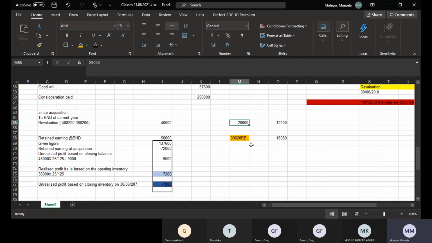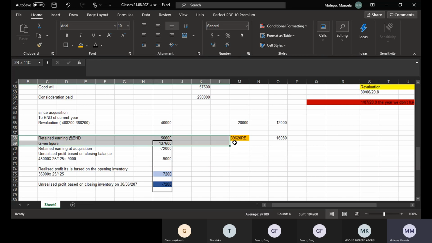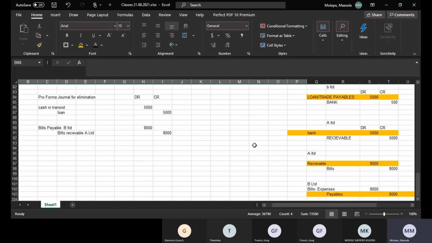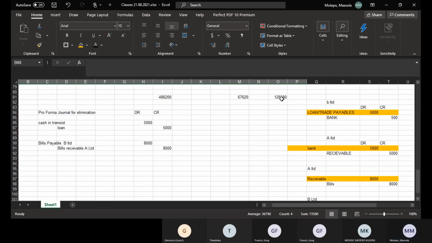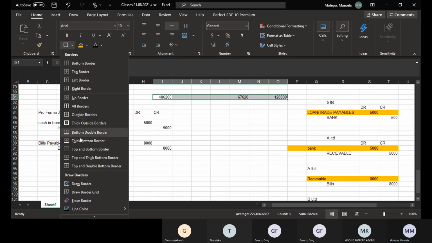And then the retained earnings. The retained earnings will be the 213 from the pre-adjustment trial balance plus the 39,620 as calculated, because this was the retained earnings up to the end of the year. And then we have the non-controlling interest, which is the one calculated, the 128,850, based on the total down there.